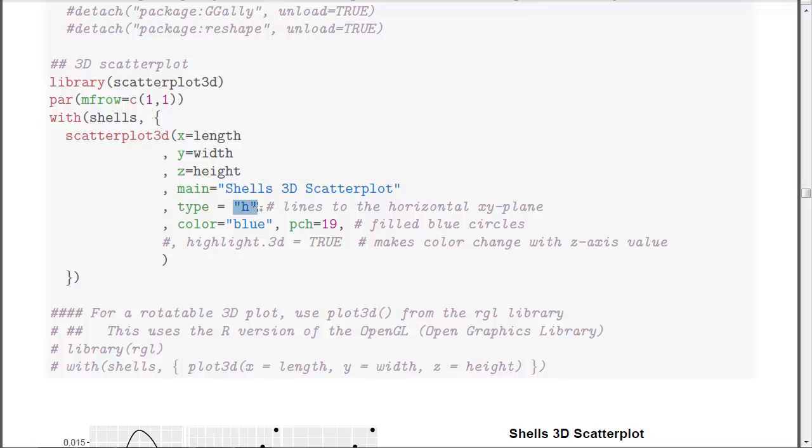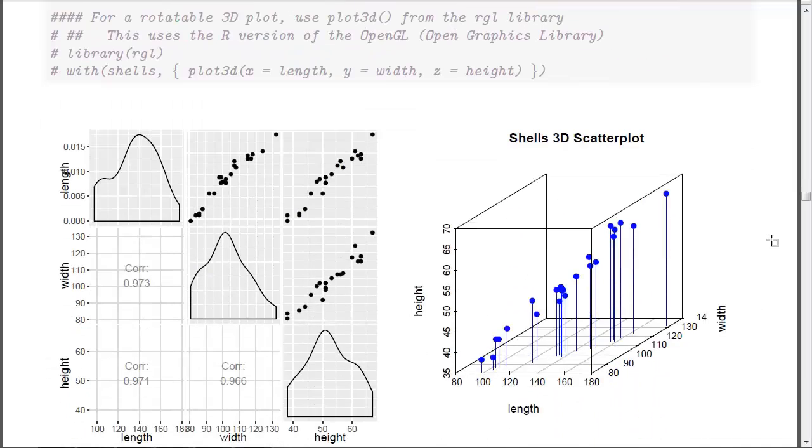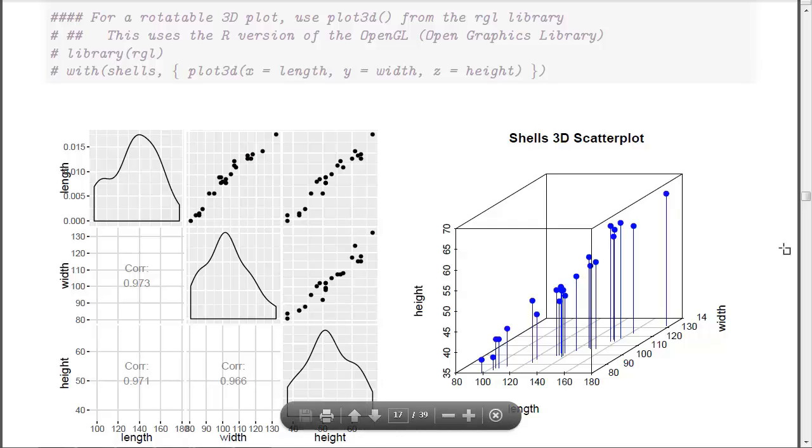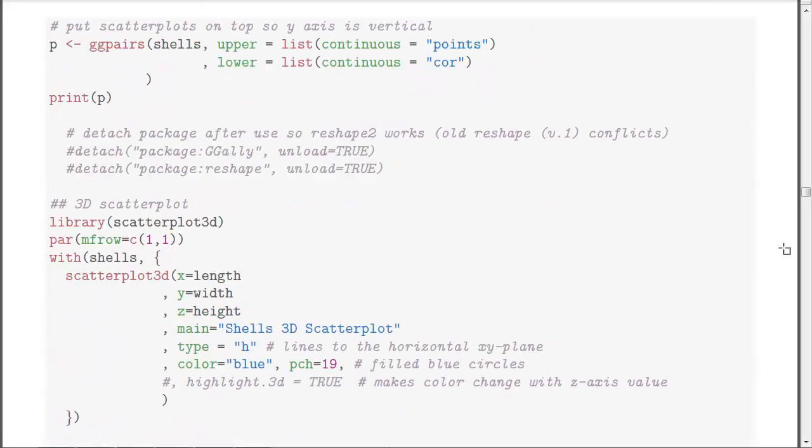The type H, the H draws these lines to the horizontal XY plane. So the H gives us those vertical bars for perspective. It can be actually really disorienting if you have just the points in space, because you don't have them anchored with respect to one of the axes.